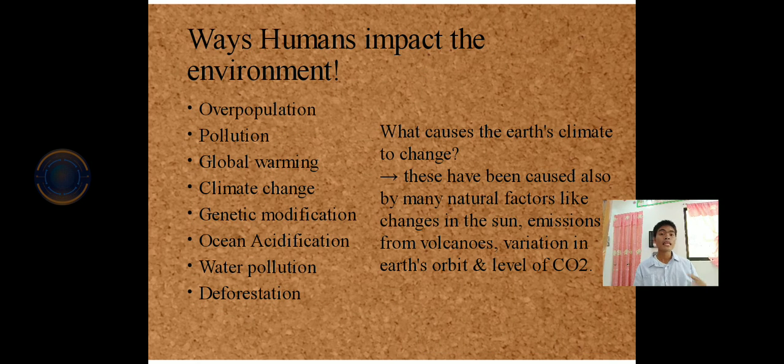Ways humans impact the environment. Number one, overpopulation. Two, pollution, global warming, climate change, genetic modification, ocean acidification, water pollution, deforestation.